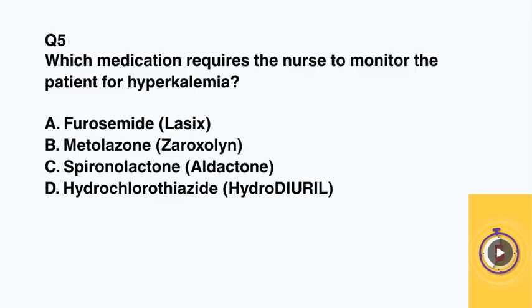Which medication requires the nurse to monitor the patient for hyperkalemia? Letter A, furosemide. Letter B, metolazone. Letter C is spironolactone. Or letter D, hydrochlorothiazide.